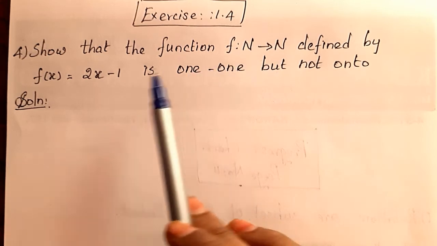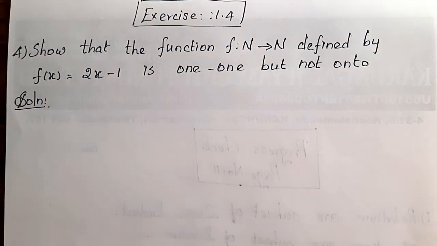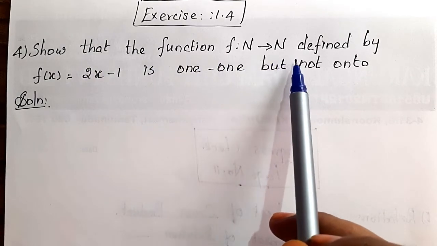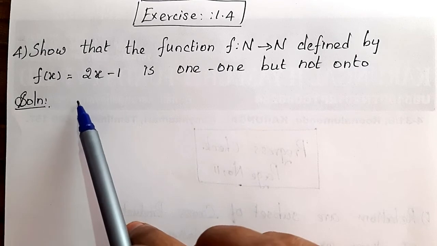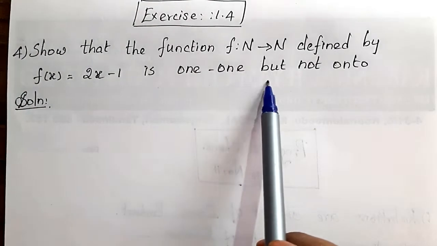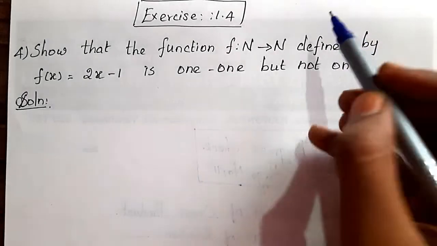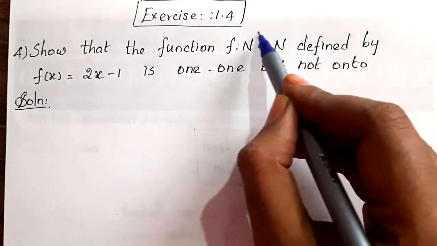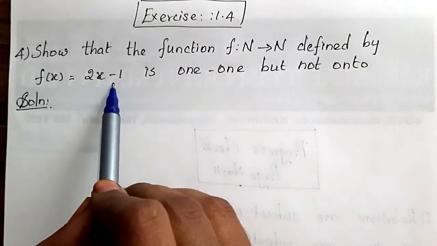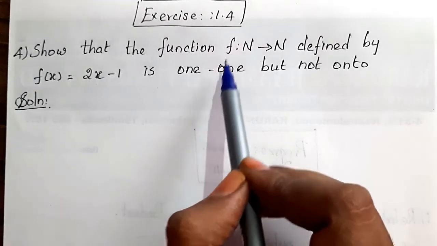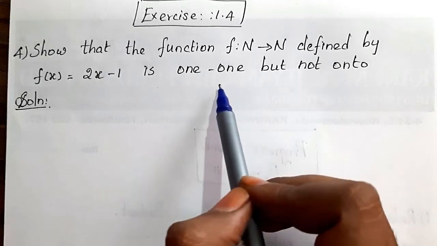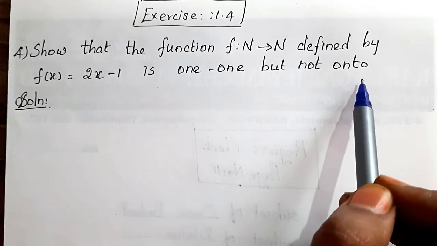Exercise 1.1, fourth question. Show that the function f from N to N defined by f of x equal to 2x minus 1 is one-one but not onto. So a function f from N to N is given, defined by 2x minus 1. We have to prove this function f is one-one but not onto. So we already recalled the definitions of one-one and onto. This we can recall again.